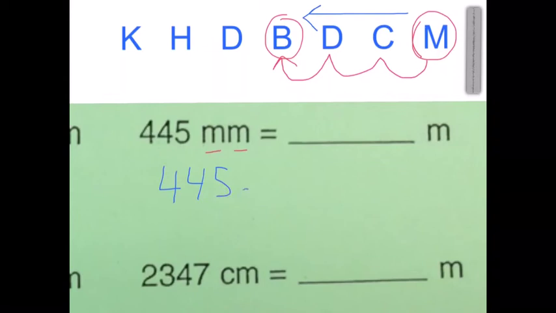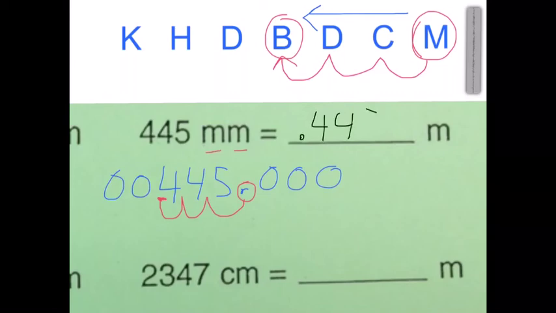445. You can think of it as 445.000, and zeros can go in the front or the back of it. We're going to take our decimal point, and we're going to go 1, 2, 3 places to the left in the same direction that we moved on our little chart up there, and that gives us a final answer of 0.445 meters, or 445 thousandths of a meter. 445 millimeters is equal to 0.445 meters. Now I wish you success with the rest of these.